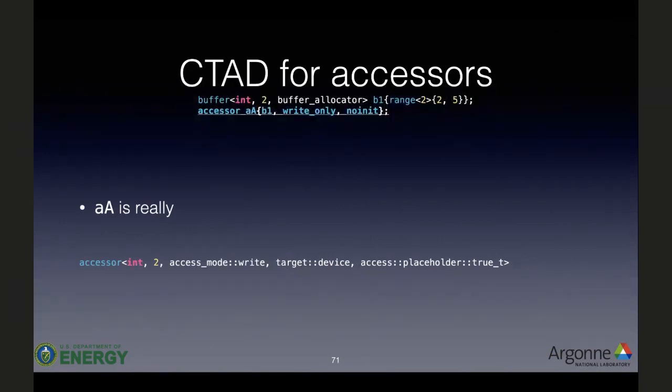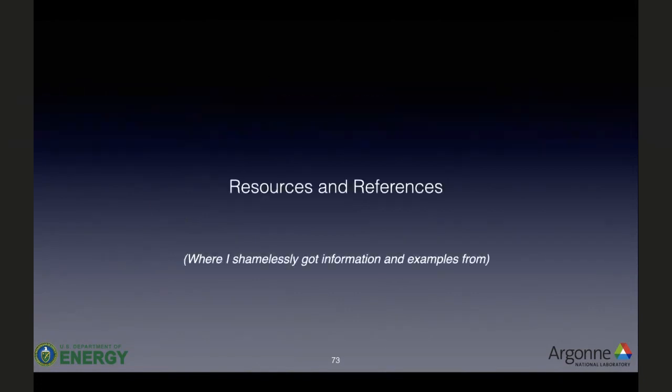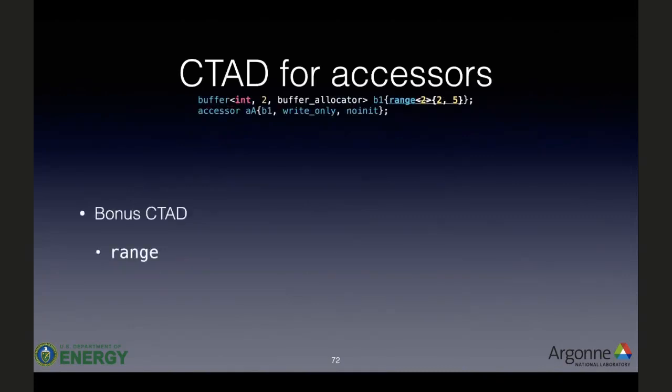So it makes code much easier to write and much easier to read, unless, of course, you actually need those types because you want to store them somewhere in a struct. Bonus CTAD here: we also have the range call, but since range also now has deduction guides, you can get rid of the two, sorry, the two in the angle brackets.